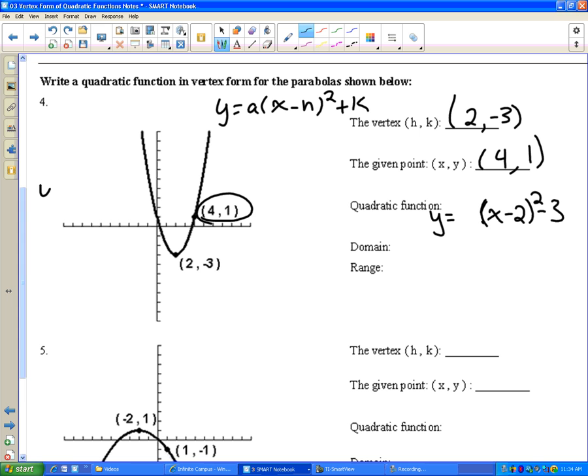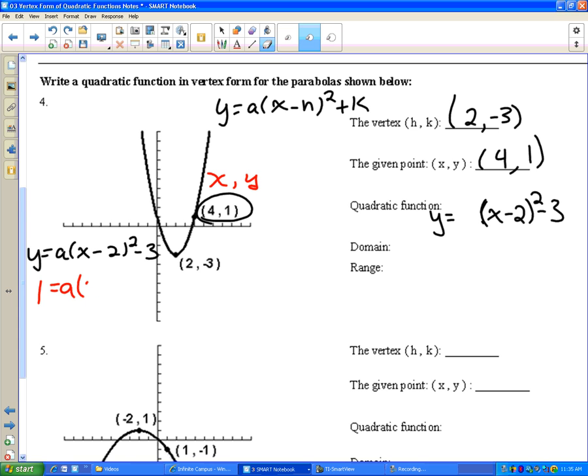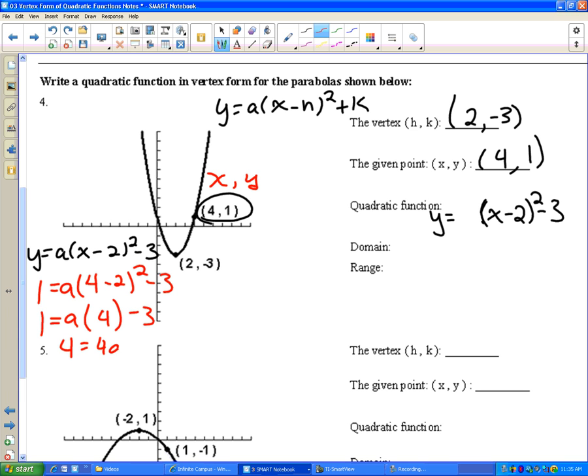If I write that equation, y is equal to a times x minus 2 squared minus 3, I want to plug in this coordinate of 4, 1. This is my x. This is my y. 1 is equal to a times x, which is 4, minus 2 squared minus 3. 1 is equal to a times 4 minus 2, which is 2. 2 squared is 4, minus 3. Add 3 to both sides. 4 is equal to 4a. Divide by 4. A is equal to 1.